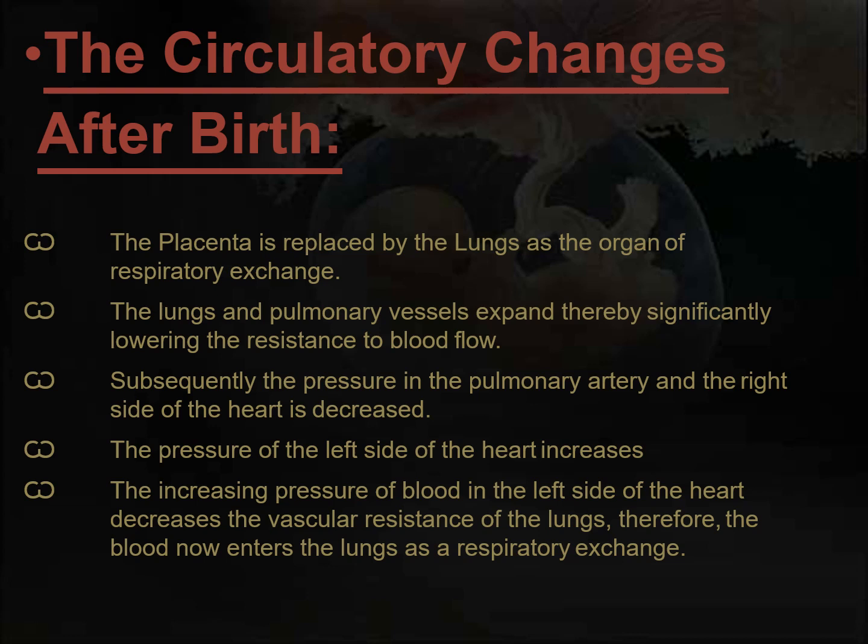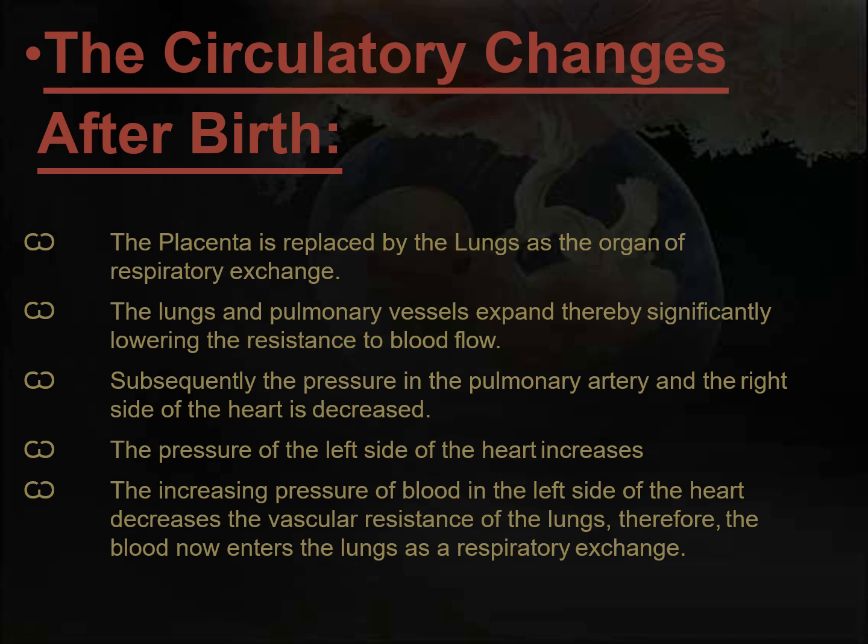Now let us see the circulatory changes that happen after birth. See, in the adult body, we know that we don't have the ductus arteriosus, ductus venosus and foramen ovale. So we should see what is happening to these temporary structures. The placenta will be replaced by the lungs. So the main respiratory organ will become the lungs instead of the placenta. The lungs and the pulmonary vessels will expand, and the resistance of blood flow through this artery will decrease.